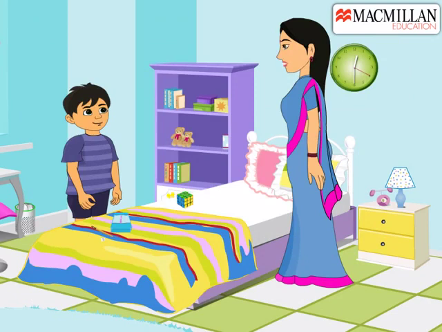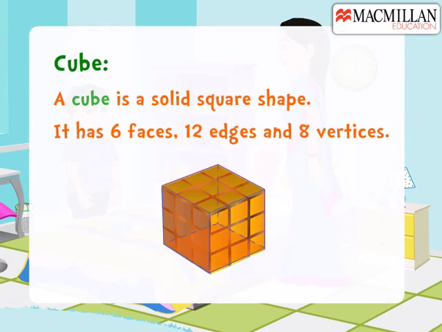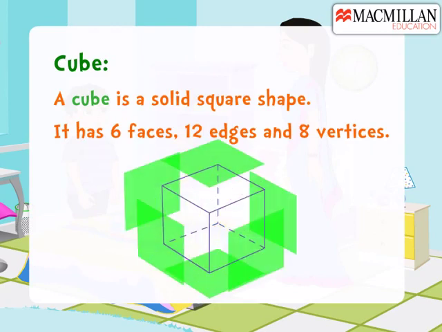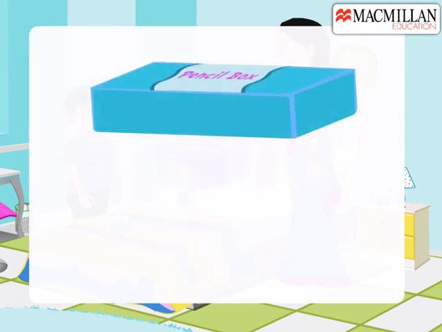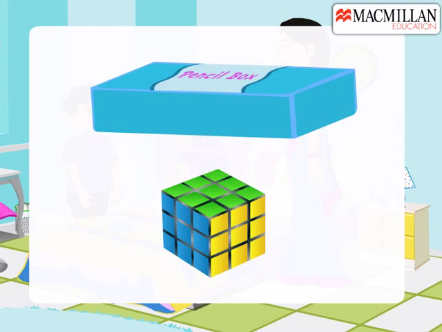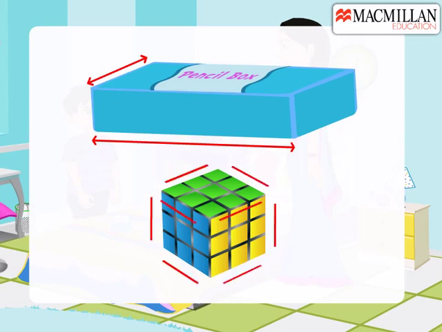Well, as its name indicates, it's a cube. A cube is a solid square shape with equal edges. It has 6 faces, 12 edges, and 8 vertices. Just have a look at a pencil box and a Rubik's Cube. The pencil box is longer in length as compared to its breadth, but the Rubik's Cube has all its edges of equal length.